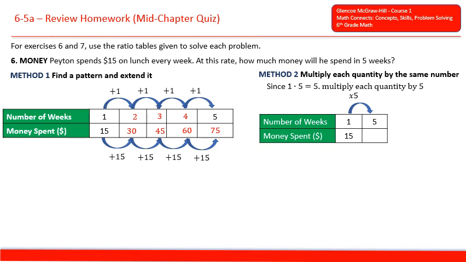So if we multiply 1 times 5, we get 5, which is already stated in the table, and we can multiply 15 times 5 to get 75. So at the end of 5 weeks, he spent $75.